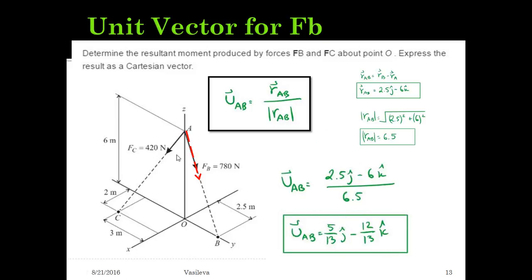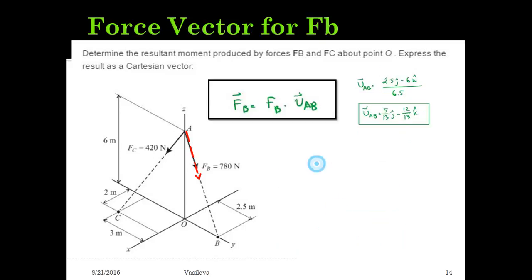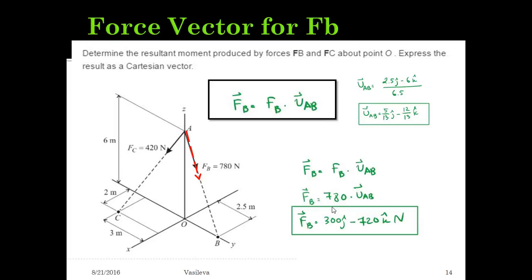So our unit vector for AB is this final answer. So now that we found the unit vector for AB, we can find the force vector. So the same thing as FC. The force vector is equal to the magnitude of the force, 780, times the unit vector that we just found. So 780 times all of this gives me 300J minus 720K newtons.